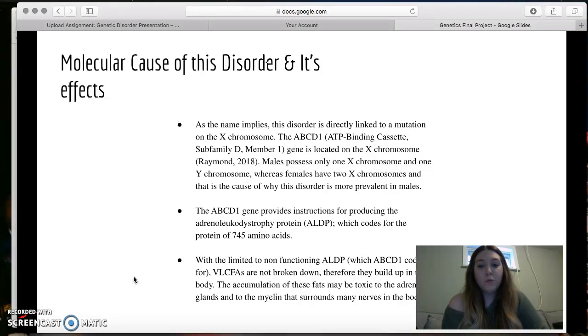The ABCD1 gene provides instructions for producing adrenoleukodystrophy protein, ALDP, which is a protein of 745 amino acids. With limited to non-functioning ALDP, which the ABCD1 gene codes for, certain fats are not broken down, therefore they build up in the body, and the accumulation of these fats could be toxic to the adrenal glands and to the myelin that surrounds many nerves in the body.